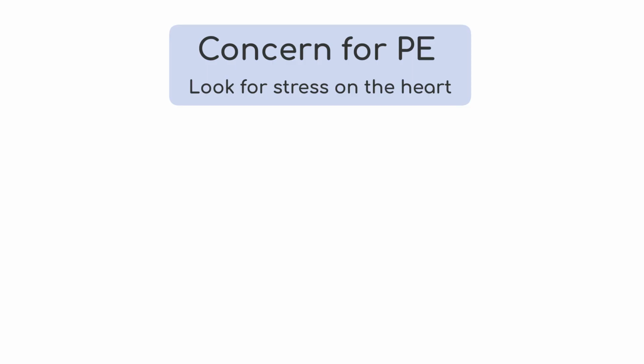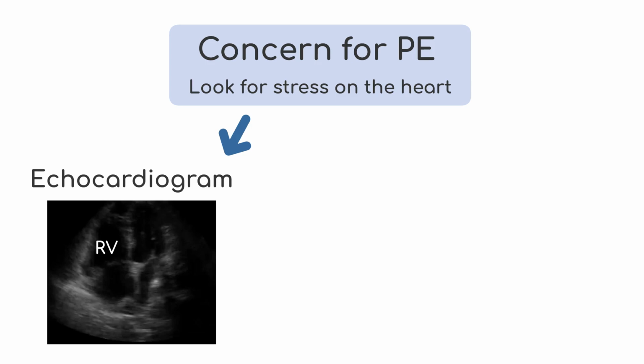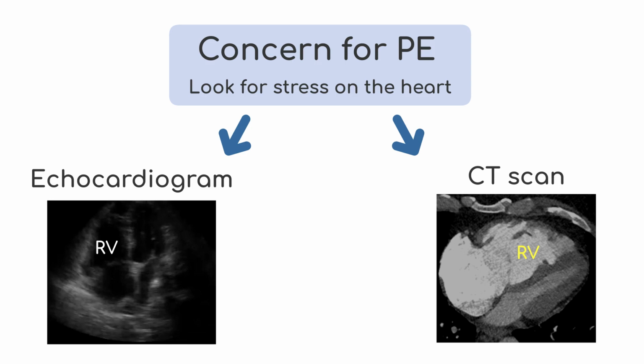So if we are concerned about a pulmonary embolus, we will generally look to see if there is stress on the heart. And we do that by either using an echocardiogram, where you can see the right ventricle looks like the largest chamber in the heart because it's experiencing a lot of back pressure. The image on the right is a CAT scan where you see the right ventricle is again the largest chamber in the heart because of back pressure from the pulmonary embolus.